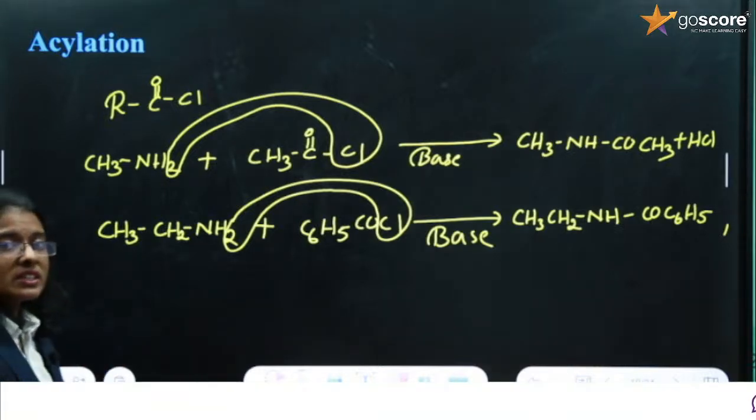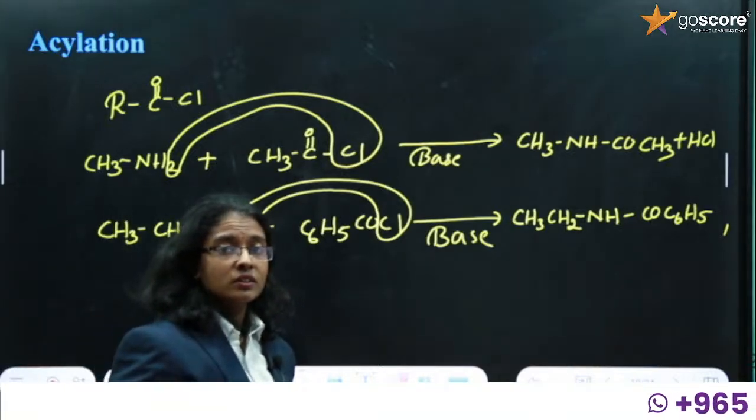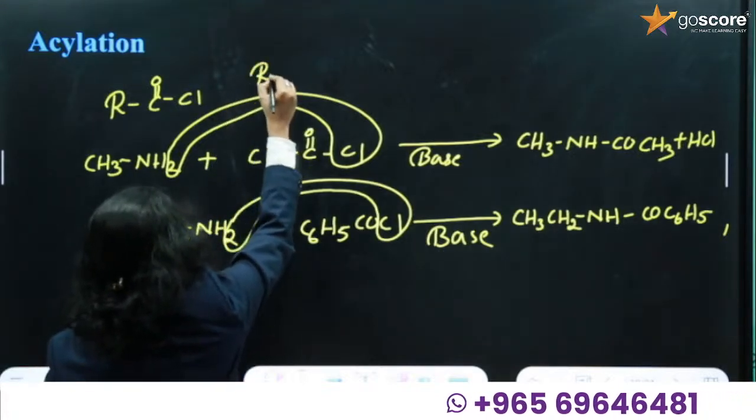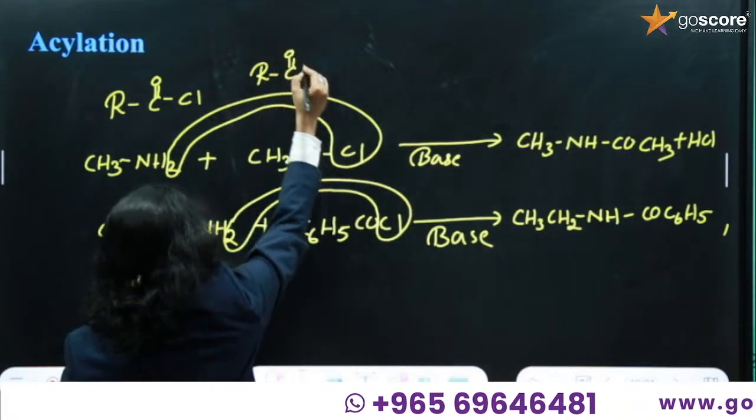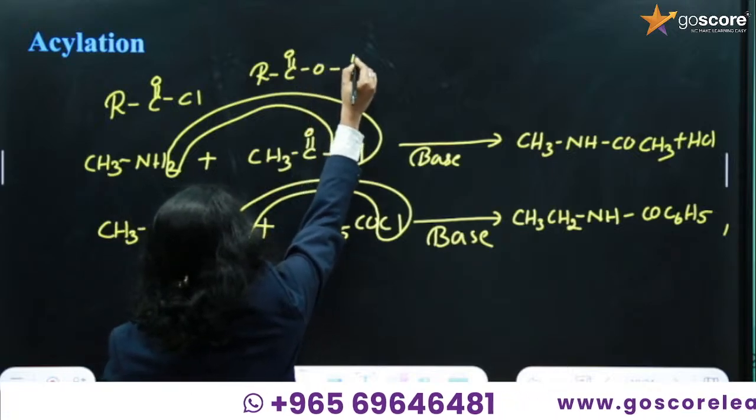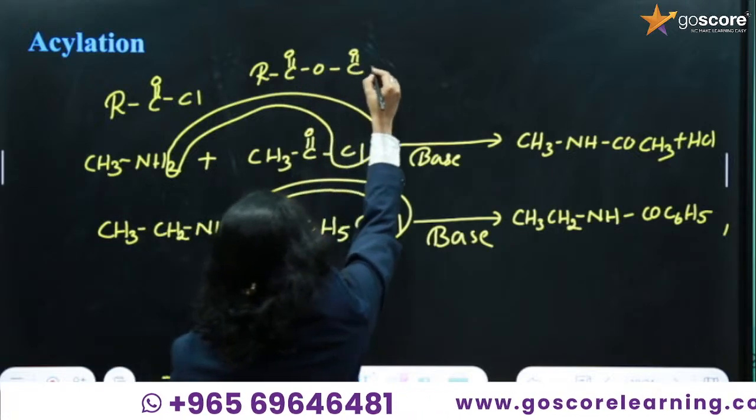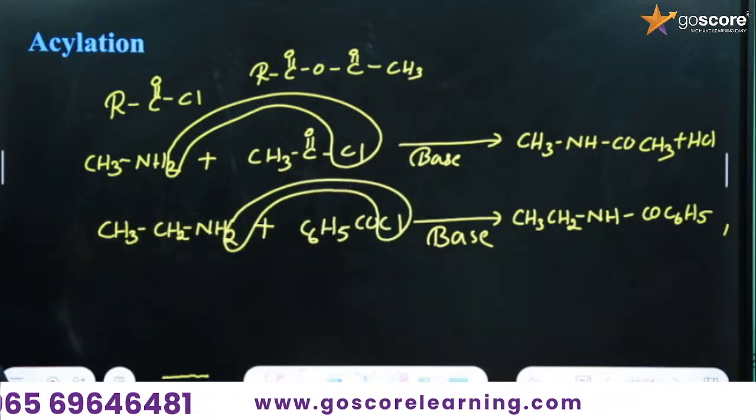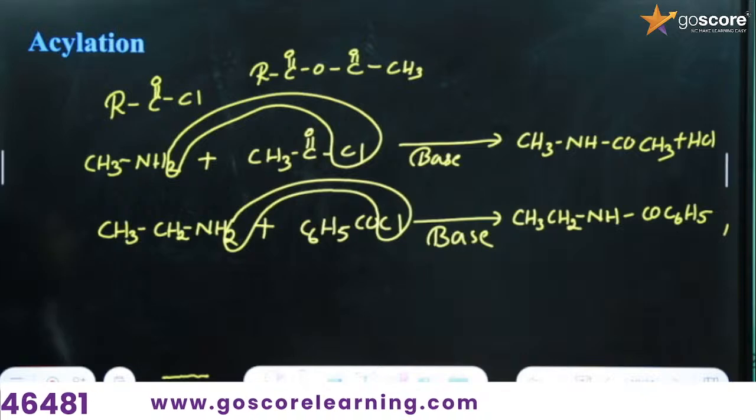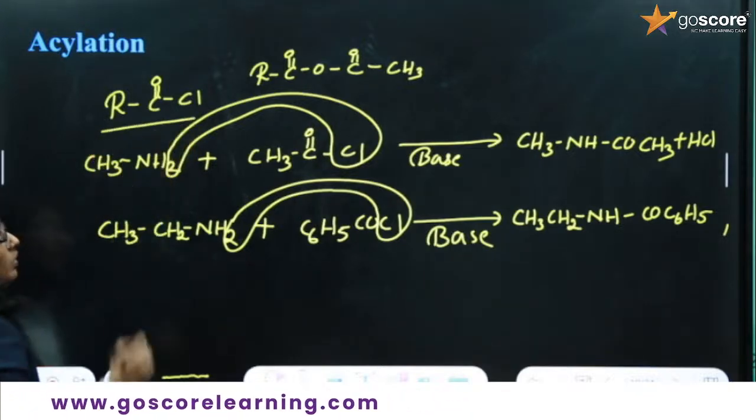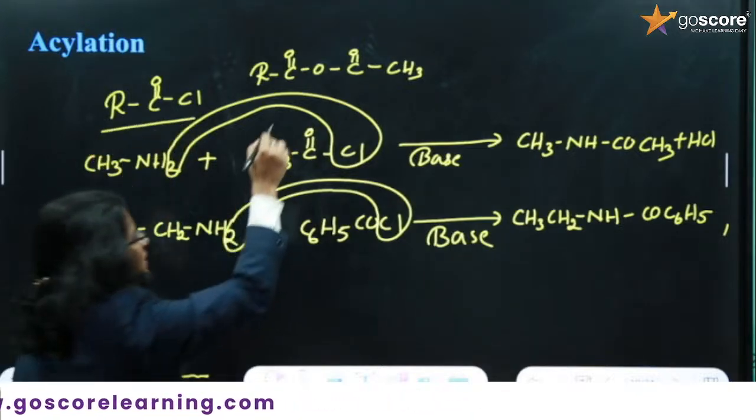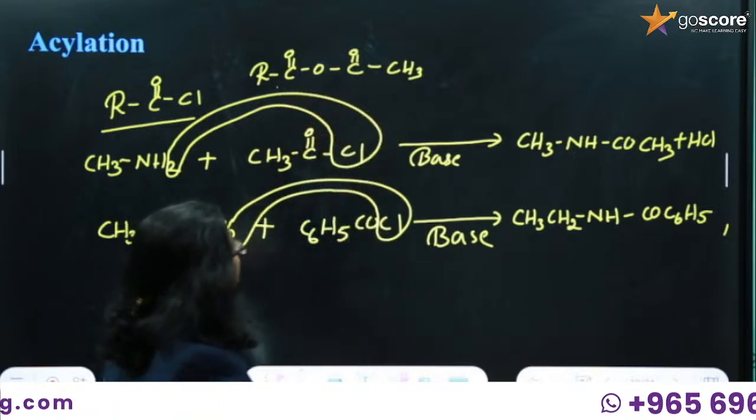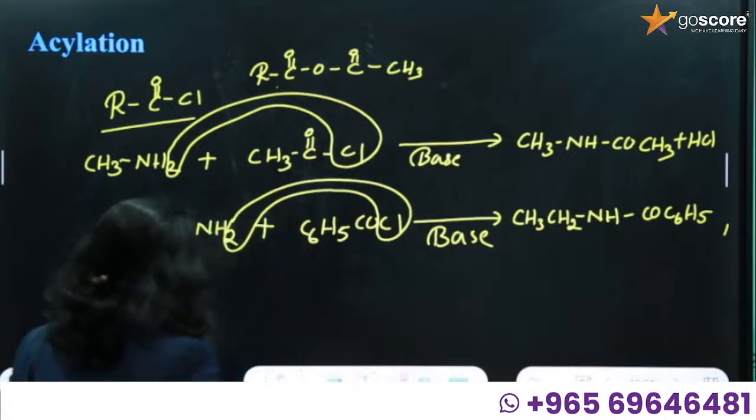Next one, what is acid chloride? What is the general formula of acid chloride? RC double bond O Cl. What is acetic anhydride? RC double bond O, O, C double bond O, R. CH3 is acetic anhydride.